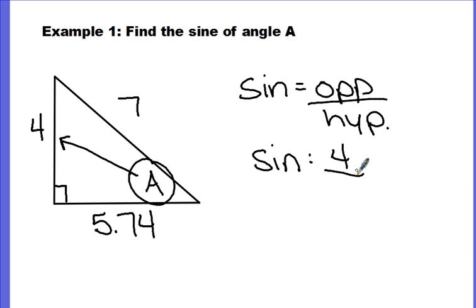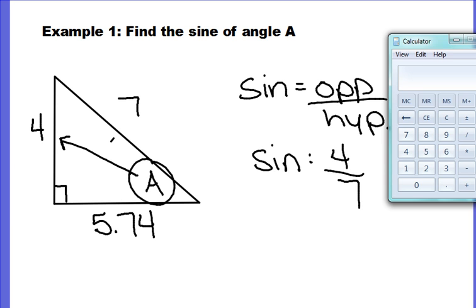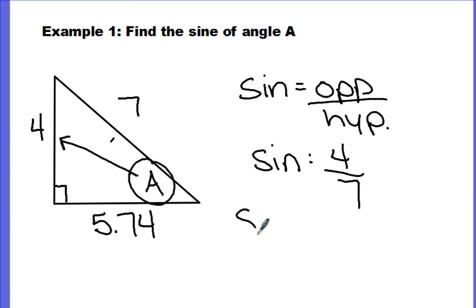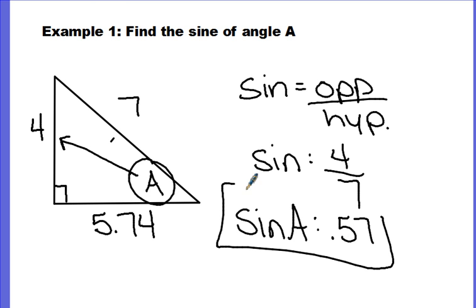Now, the hypotenuse is always opposite the right angle. Okay, so the hypotenuse is 7. So the sine is 4/7. Now, in order to solve, we're going to go ahead and divide this out. So let's pull up our calculator. We're going to do 4 divided by 7, which is 0.57, and it goes on. We're going to round this to 2 decimal places. So the sine of A is going to be equal to 0.57, and that is the final solution.